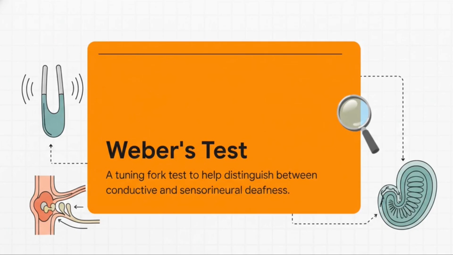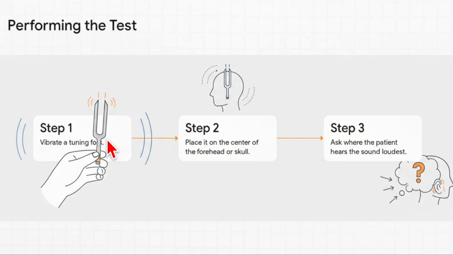Basically it's a tuning fork test. You can see a tuning fork here. It's a tuning fork test to help distinguish between conductive and sensorineural deafness. Now you know what is conductive and what is sensorineural, so there is no confusion. Let's go into a little more detail, because as it's asked in the exam, let's understand how it is performed.